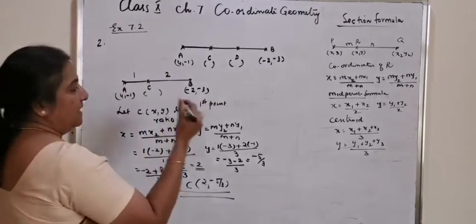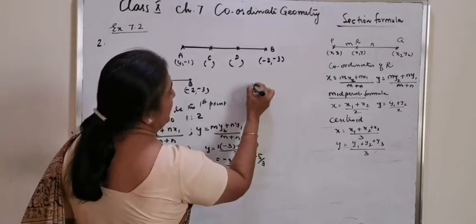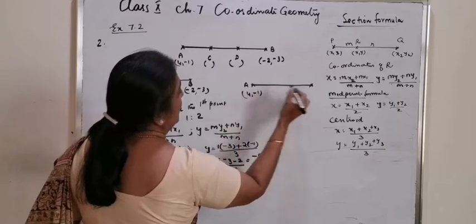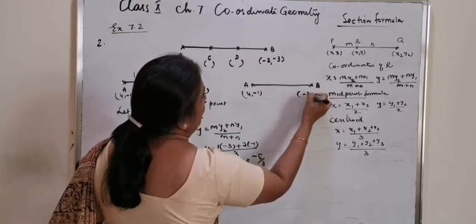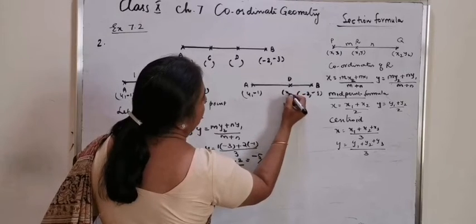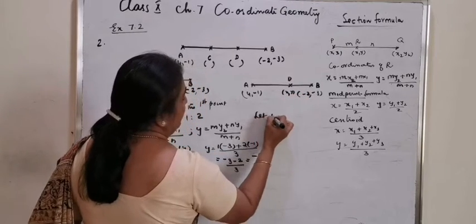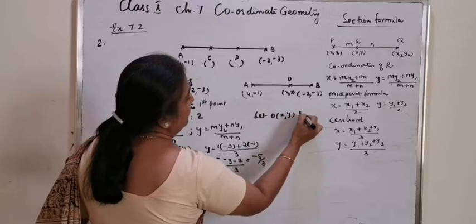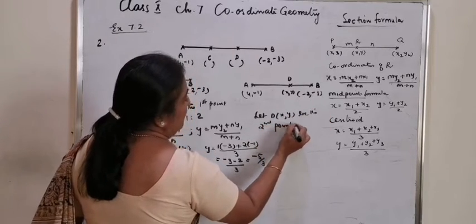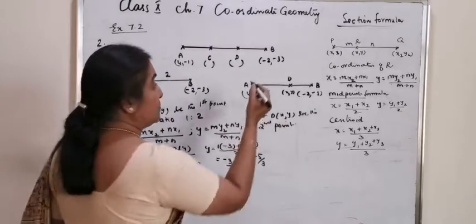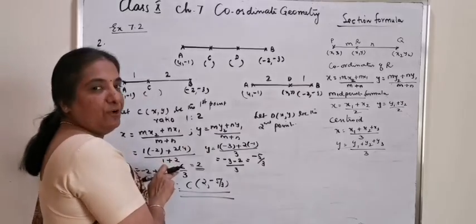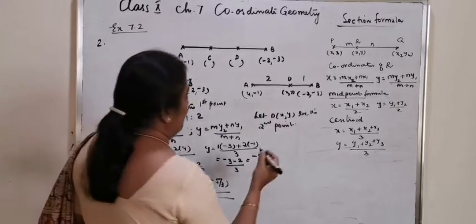Second method, let's draw one more figure. A is (4, minus 1), you are taking the end points only, and D you are going to mark here. Let D(x, y) be the second point. From the figure it's very clear the ratio is 2:1. You can directly apply the formula as you have applied the section formula.